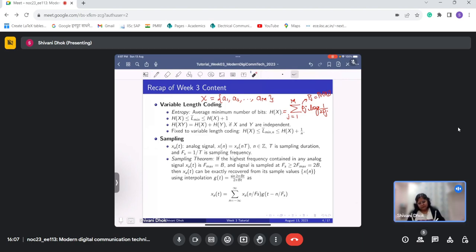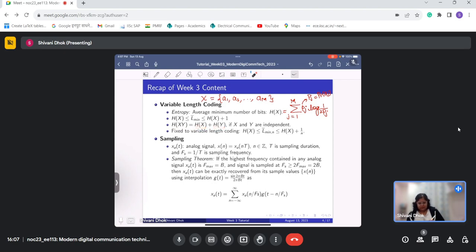Next thing that was introduced was that the minimum length of any code book lies between the entropy and the quantity entropy plus 1. Now suppose I have two random variables X and Y, and they are independent, then the joint entropy H(XY) is simply H(X) plus H(Y).